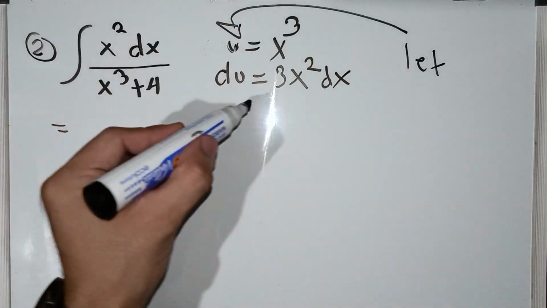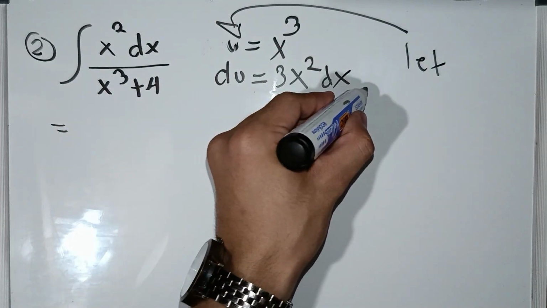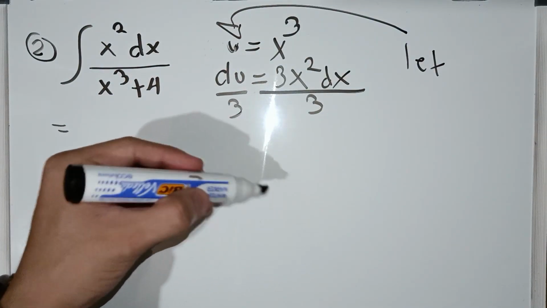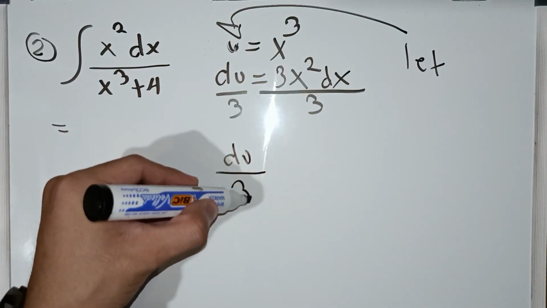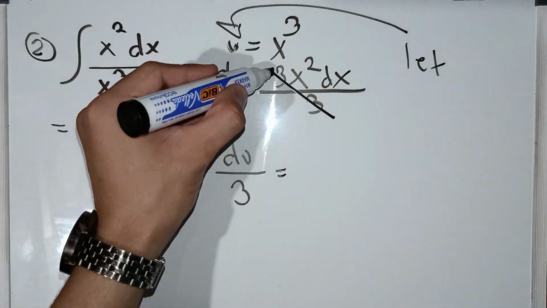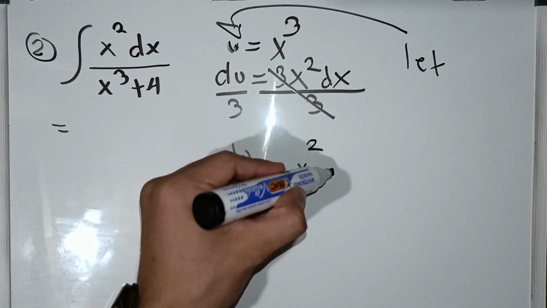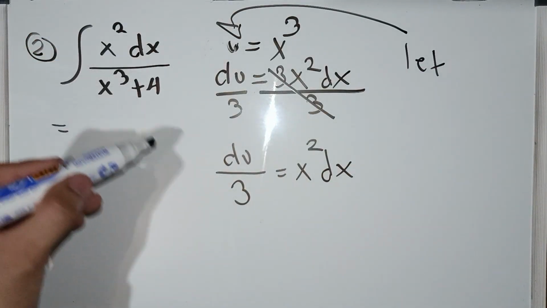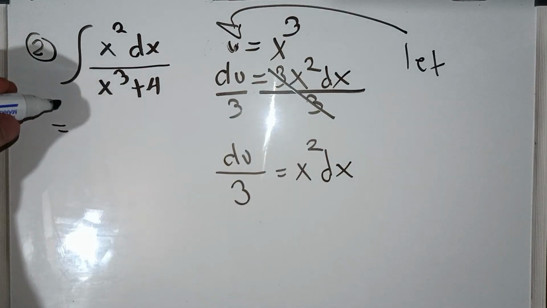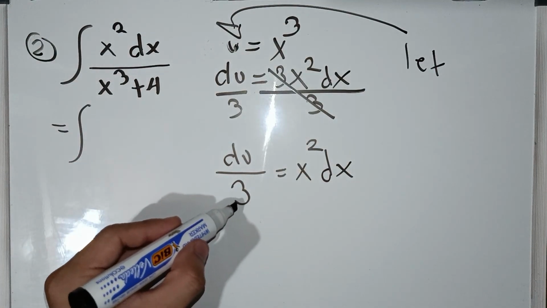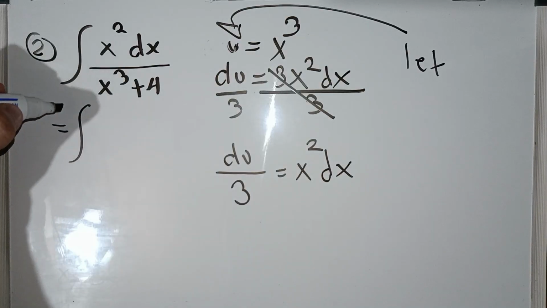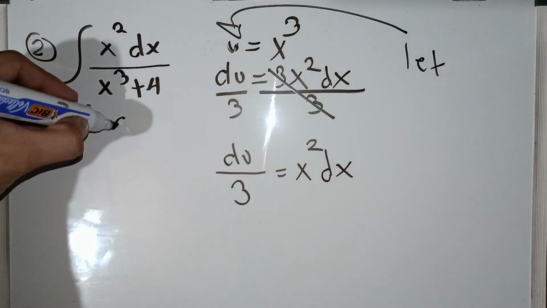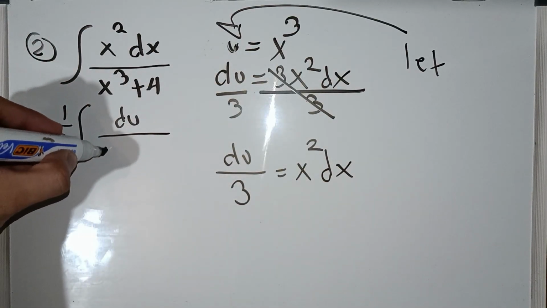But first, to better understand, let's continue this process. Since we only need x squared and we have 3 here, divide by 3 both sides, and we will now have du over 3 is equal to x squared dx, since the 3 cancels. We have x squared dx, which is our numerator, and we have du over 3, so let's multiply this. Since 1/3 is a constant value, let's put it outside, so it will now become 1 over 3 the integral of du over u plus 4.